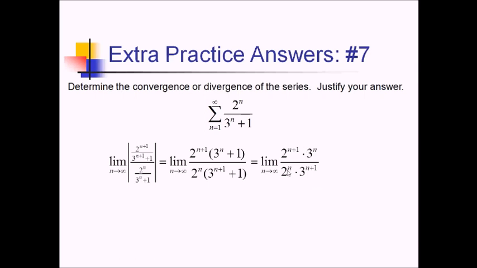These 2's can reduce to just 2 in the numerator, subtracting those exponents. These 3's can reduce to just 3 in the denominator. So I have a 2 over a 3 when all is said and done for my limit. Since this is less than 1, that means that this series will converge by the ratio test.